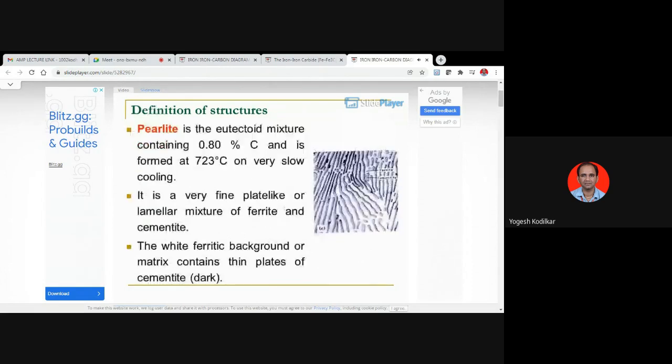Definition of structures. Pearlite is the eutectoid mixture containing 0.80% C and is formed at 723 degrees Celsius on very slow cooling. It is a very fine plate-like or lamellar mixture of ferrite and cementite. The white ferritic background or matrix contains thin plates of cementite, dark.